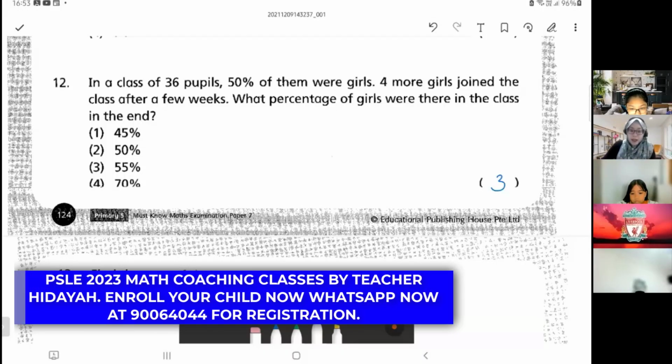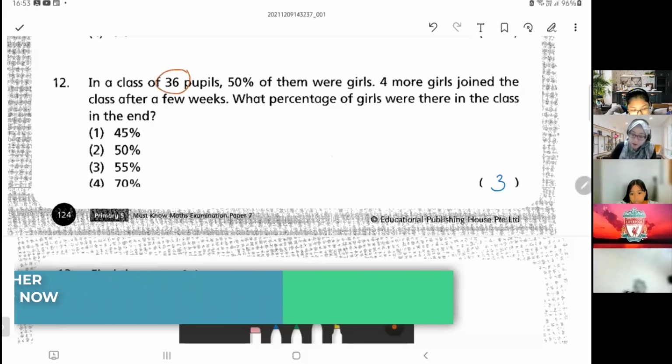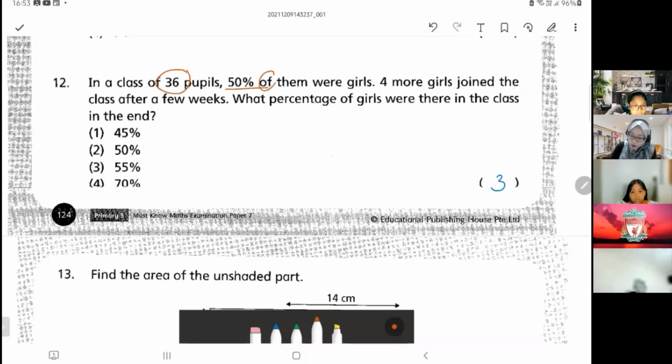Okay, so in a class of 36 pupils, 50% of them were girls. Then 4 more girls joined the class after a few weeks. What percentage of girls were there in the class in the end?